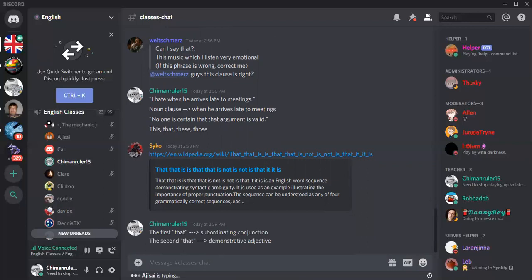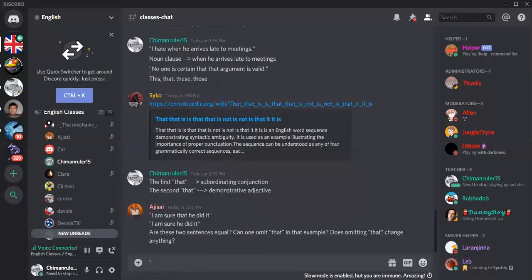Another thing I should also mention: remember how I said that which can be used for both restrictive and non-restrictive clauses? There are times where only which should be used instead of that, because that is used only for restrictive clauses. What I'm saying is that there are times where you should use which instead of that to make the sentence sound better.